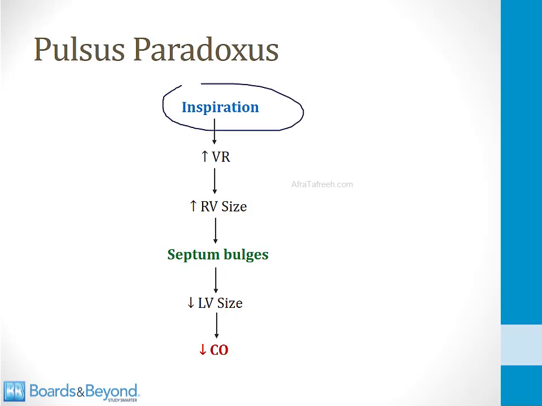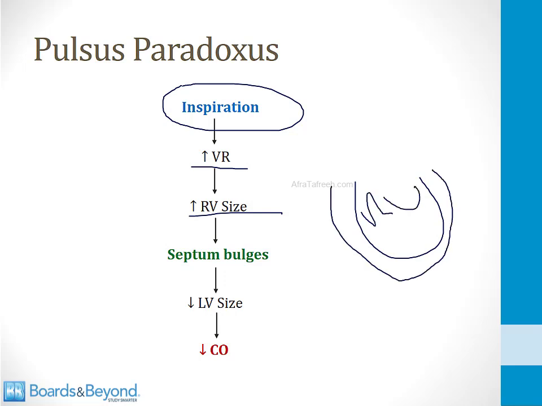Anytime you inspire, you increase the venous return. This is the reason that right-sided heart murmurs like tricuspid regurgitation get louder during inspiration. This will increase the right ventricular size, but in the setting of tamponade, the right ventricle, if this is the right ventricle here, is surrounded by a high-pressure fluid accumulation. This means that the right ventricle cannot distend outward as it normally does. So instead, all the distension goes into the wall between the right ventricle and the left ventricle.